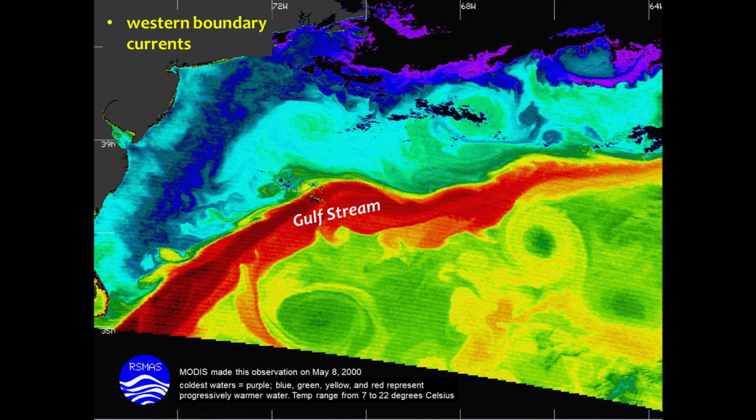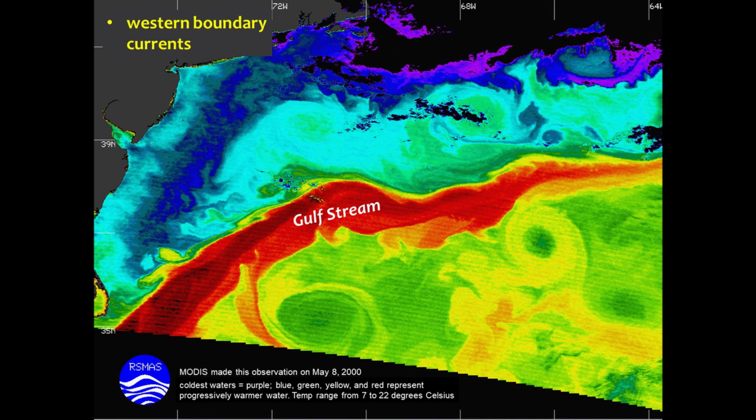So let's take a look at the Gulf Stream. The Gulf Stream is known as a western boundary current. It's called a western boundary current in relation to where it sits in the Atlantic Ocean. It sits on the western edge of the Atlantic Ocean. So even though we might think we're on the east side of North America, in terms of the Atlantic Ocean, the Gulf Stream is on the western end.